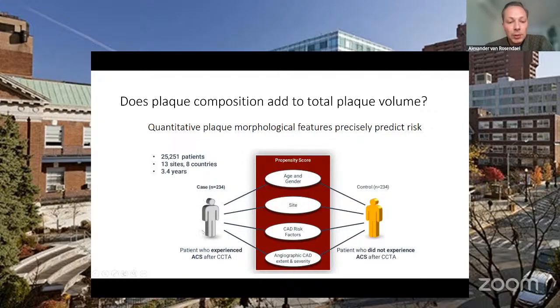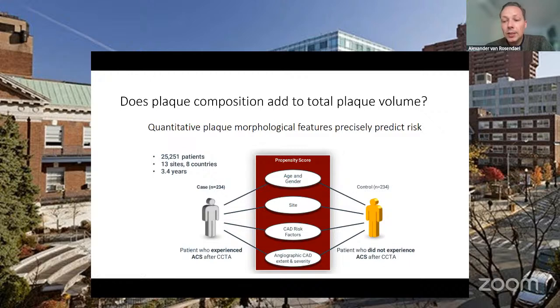So in this study, we matched 234 patients who got a heart attack after the CT scan with 234 patients who did not get a heart attack after the CT scan. And we matched them for age and gender and the site and the cardiovascular risk factors. And the most important matching criterion was to match them for the extent of the atherosclerosis.